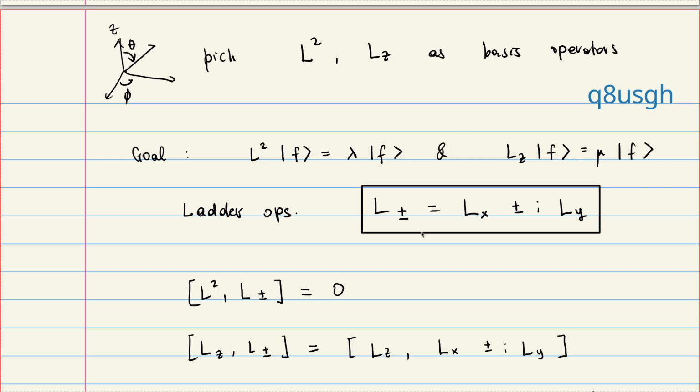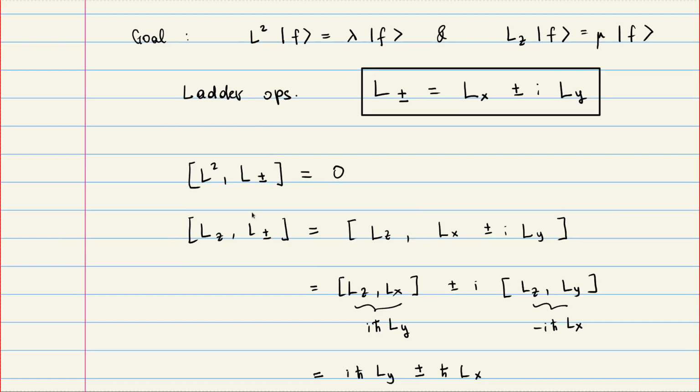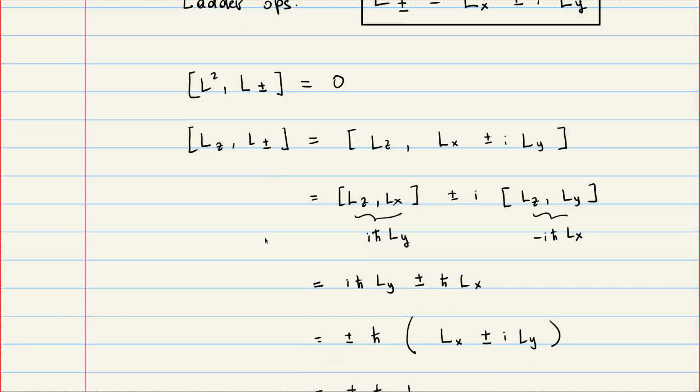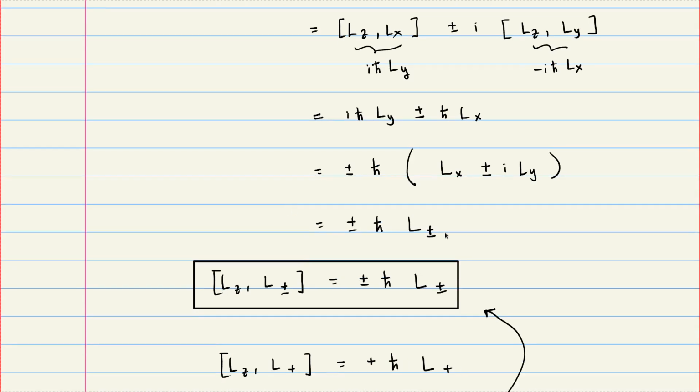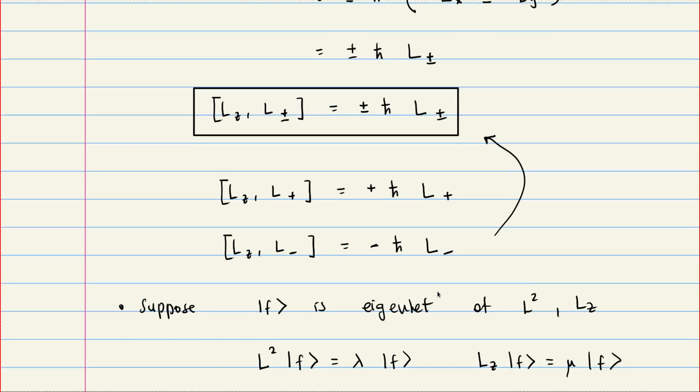And for that we said there is a useful operator, L plus or L minus. We introduced this one too. And we showed this L plus or minus commutes with L squared. But its commutator with Lz also gives L plus or L minus, right? So the commutator of Lz with L plus or minus is plus or minus h bar times L plus or minus.